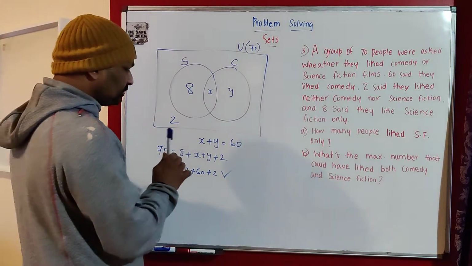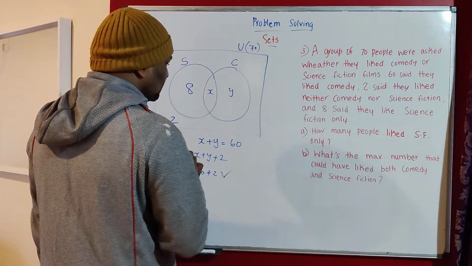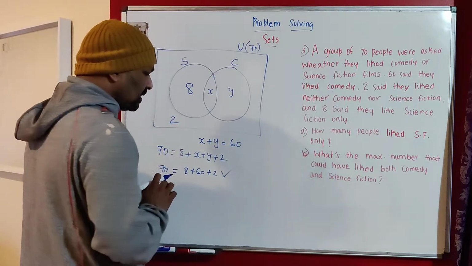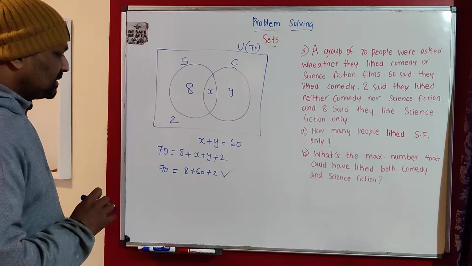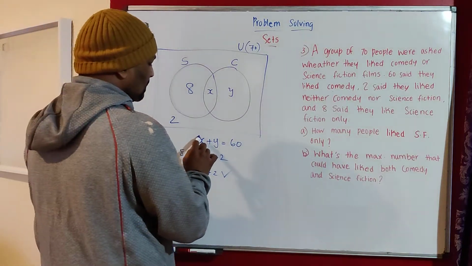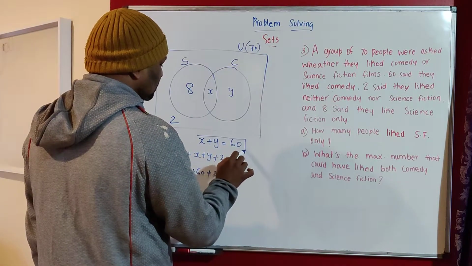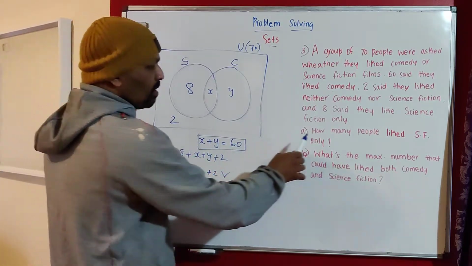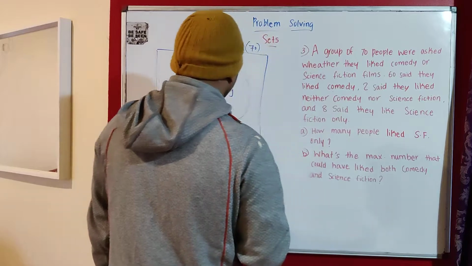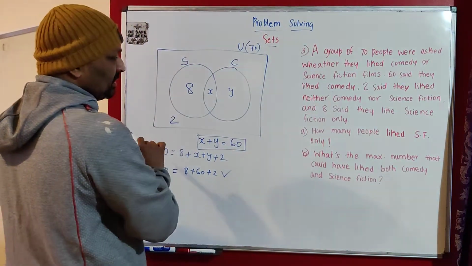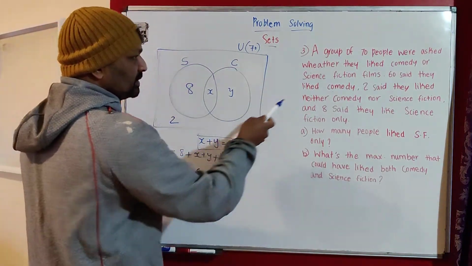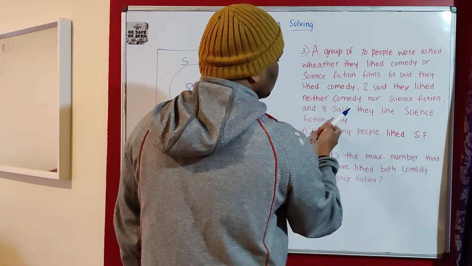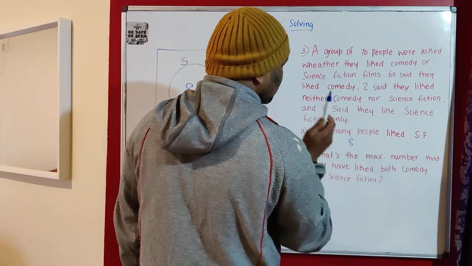But x plus y is equal to 60, this is another equation. So the question is, how many people like science fiction only? Which we already have here. 8 is simple and straightforward. It's given in the sum itself, 8 said they like science fiction only. It's already given. Okay, the answer is 8.